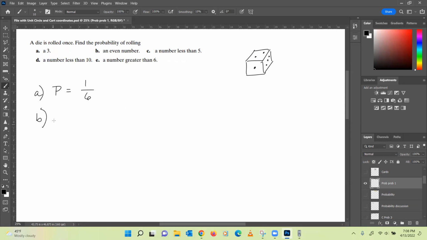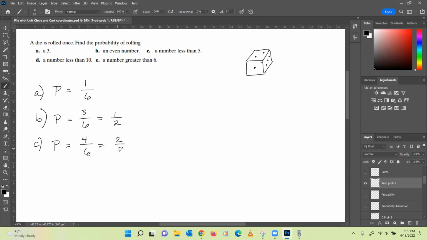With B, what are the odds of getting an even number? Well, how many evens are there? There's 2, 4, and 6. So we've got 3 possible outcomes that fit what we're looking at out of 6 total possible numbers we could get. Simplify that down to 1 out of 2. So if I roll the dice, I've got a 50-50 chance of getting an even number. Maybe we look at a number less than 5. How many numbers are less than 5? We've got 1, 2, 3, and 4. So that's 4 possible outcomes out of 6 possible numbers.